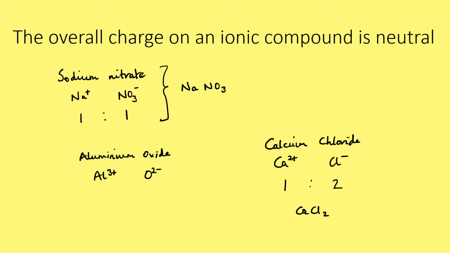Okay, so how do we make this neutral? Well, 2 and 3 are common multiples of 6, and to make 6 pluses we would need 2 aluminium ions, and to make 6 minuses we would need 3 oxygen ions. Alright, so 2 times 3 plus is 6 plus, and 3 times 2 minus is 6 minus, so the whole thing would be neutral. So that would be the ratio of our ions in the compound, which leaves the formula Al2O3.